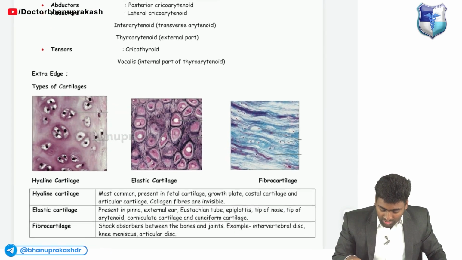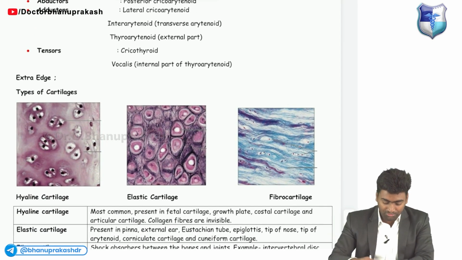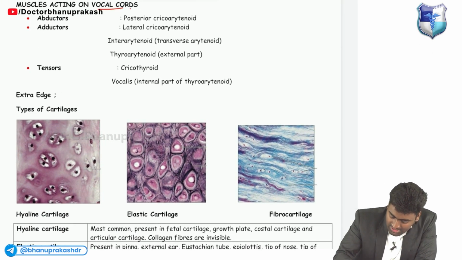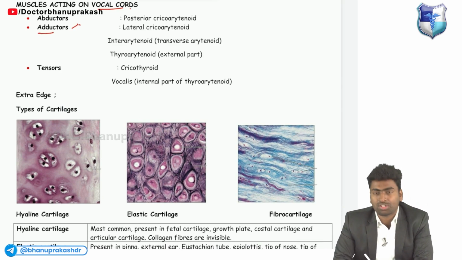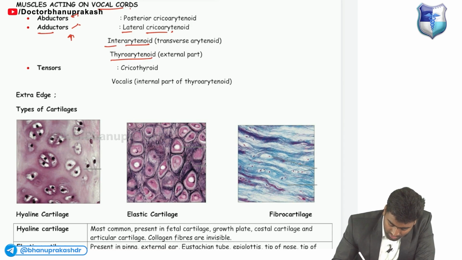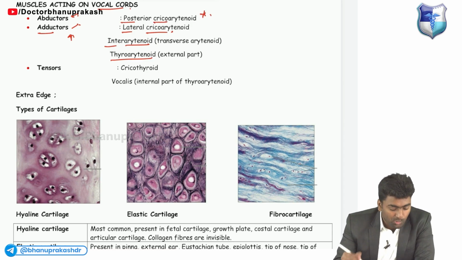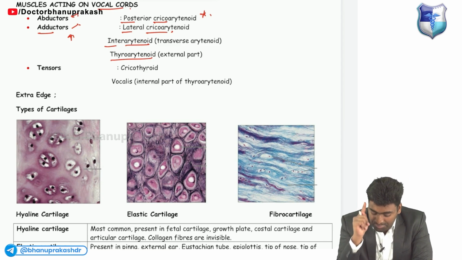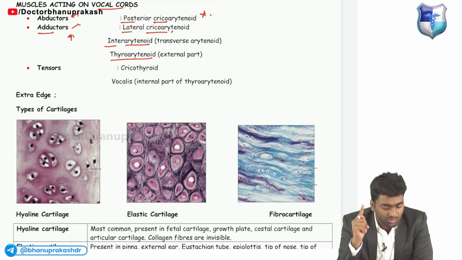Then a few important points about the vocal cords. There are many adductors but only one abductor. The adductors include lateral cricoarytenoid, interarytenoid and thyroarytenoid, whereas the only abductor is the posterior cricoarytenoid. Just remember this: only one abductor, the posterior cricoarytenoid.